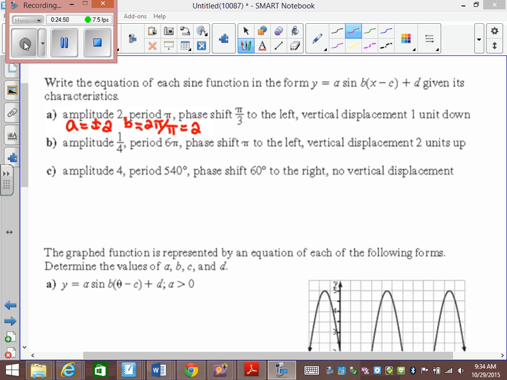A phase shift pi over 3 to the left and a vertical displacement 1 down. Now, for our A value, they're going to have to tell you A is greater than 0 or A is less than 0, or how do you know, right? So for right now, if we don't say anything like that, we're going to have y equals plus or minus 2 sine B is 2, bracket, x to the left, so plus pi over 3, plus 1. Plus 1, try again, minus 1.